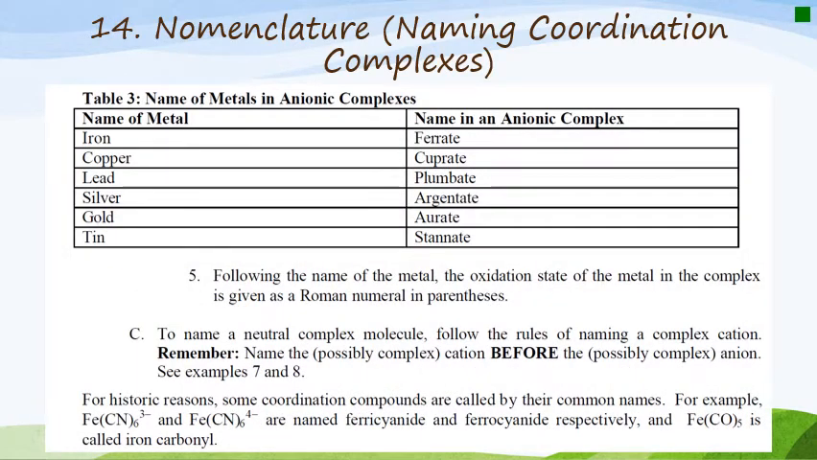Then just a note which I haven't mentioned before is the name of a metal in an ionic complex. Remember that these metals here have their Latin names, which you'll need to know, that iron changes to ferrate, copper to cuprate, etc., etc. So just read through all of these very carefully. Stop the videos at any point so that you can read through them and follow all the rules accordingly.